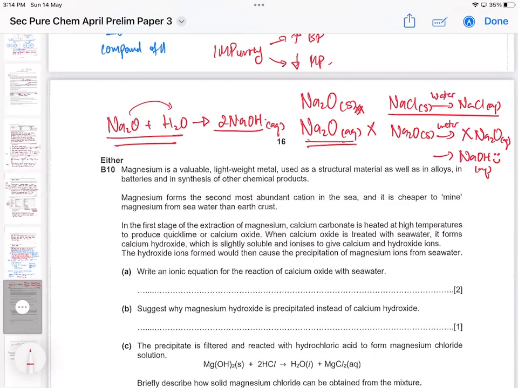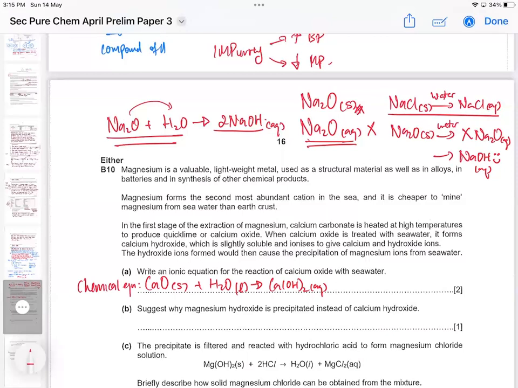Okay, ionic equation for the calcium oxide with seawater. So this is the same thing. Calcium oxide is soluble, you will form calcium hydroxide. So technically speaking, I cannot have calcium oxide. It is soluble, but I do not put it as AQ because after dissolving into water, by right, this is what it should form. You will form your lime water or calcium hydroxide, AQ. Okay, this is the chemical equation.